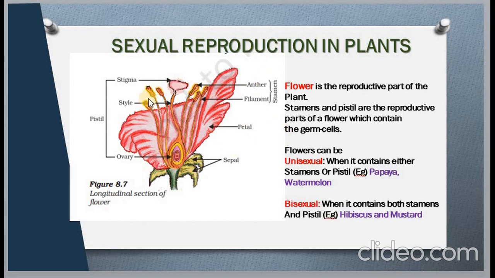So these flowers can be unisexual and bisexual. What do you mean by unisexual? In some of the flowers, either there will be male parts or there will be female part. Either stamens will be present or only pistil will be present. Both will not be present. Such flowers are known as unisexual flowers. Example, papaya, watermelon, where you have separate male plants, you have separate female plants. And when you talk about bisexual, example is this flower where both stamens and pistil are seen.